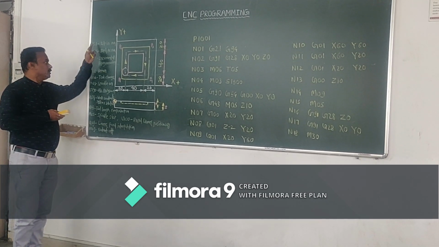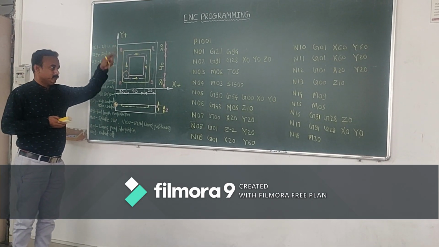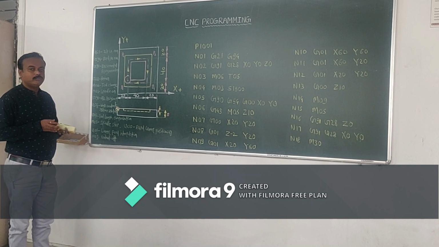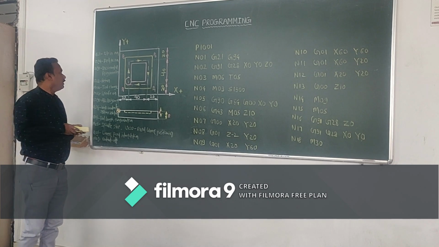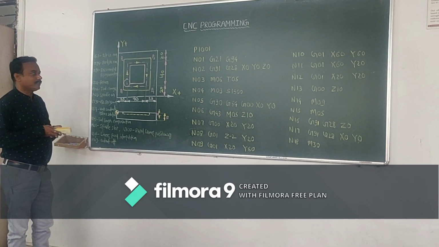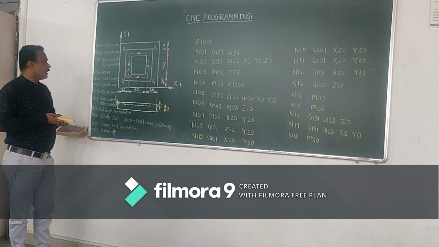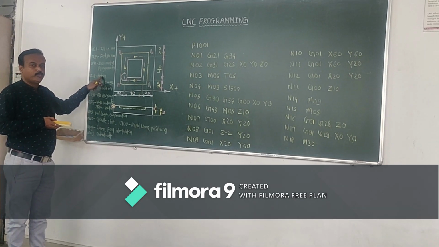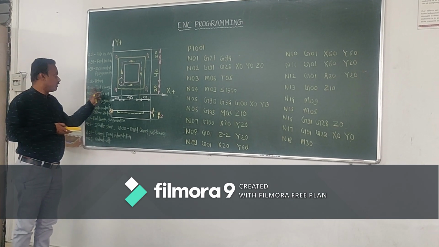Among the specifications, G21 is the input in millimeter. So whenever you see G21 in the programming, understand that the specification is nothing but input in millimeter. Next, G94, that is the feed per minute. Next, G91, that is the incremental programming. Next, G28, that is the return to original position. Next, M06, that is the tool change.